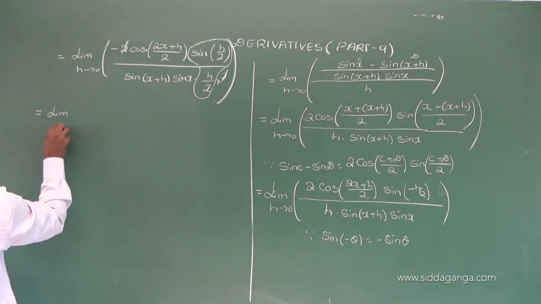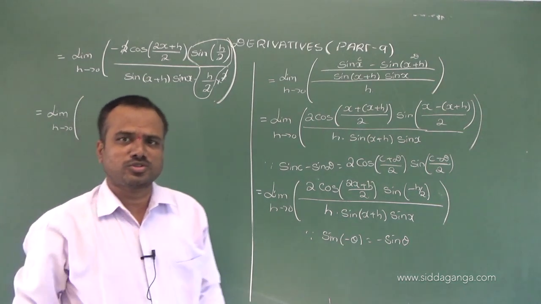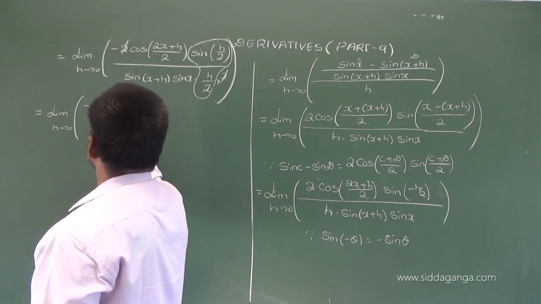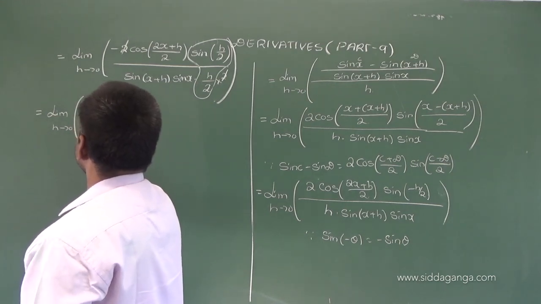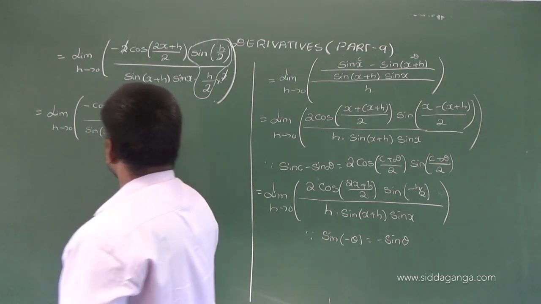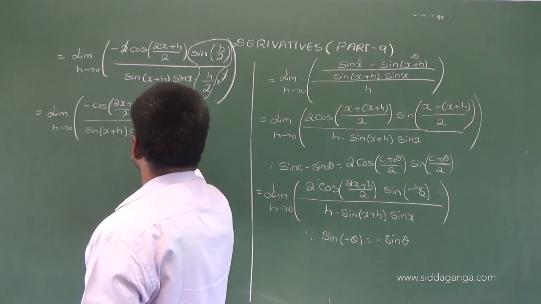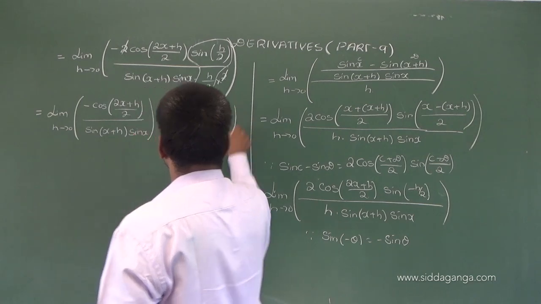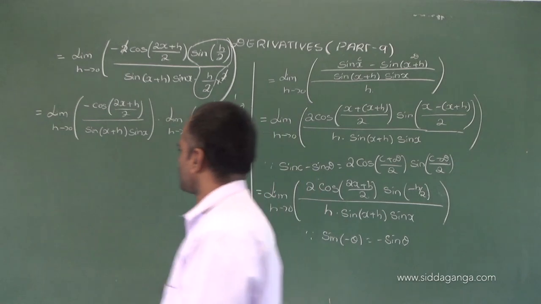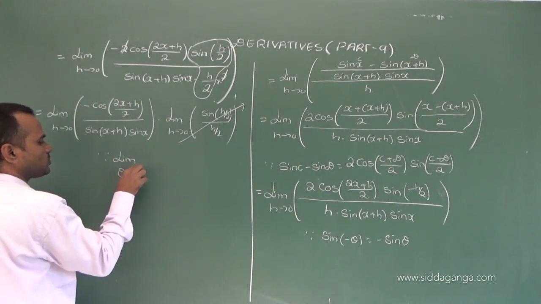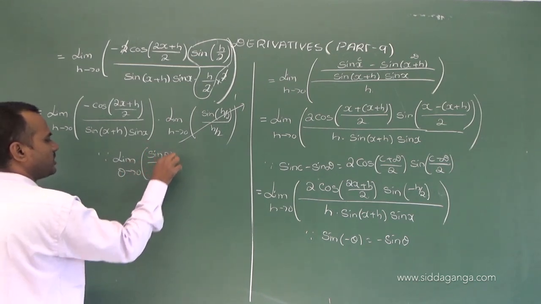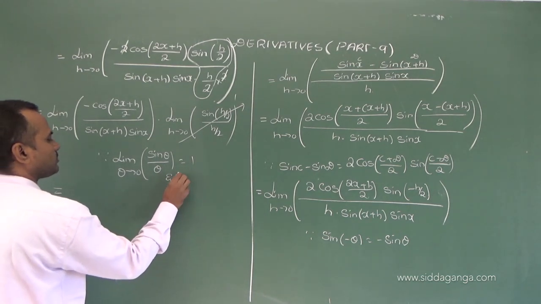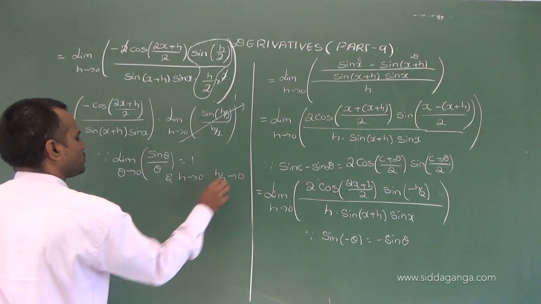Limit h tends to 0, minus cos of 2x plus h by 2, whole divided by sine of x plus h into sine x. This is one part. This is f of x, into the limit h tends to 0 of sine of h by 2 divided by h by 2, another part. So this is 1. Why is it 1? Since limit theta tends to 0 of sine theta divided by theta is equal to 1. And one more thing, as h tends to 0, h by 2 also tends to 0.